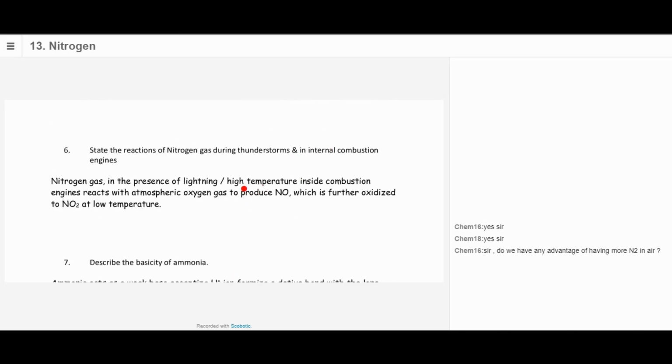So nitrogen gas, in the presence of lightning activity or at high temperature inside combustion engines, reacts with the oxygen in air, because the nitrogen triple bond can be broken at very high energy. It reacts with the oxygen in air to form nitrogen monoxide, which can further react with oxygen and form nitrogen dioxide. So that is how nitrogen dioxide is added to the atmosphere.